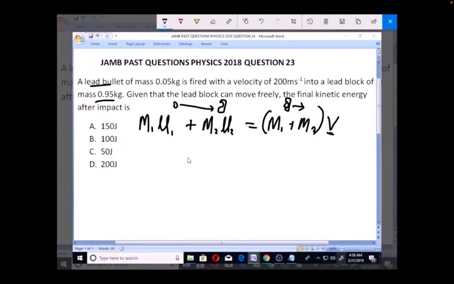With this final velocity, we can now calculate the final kinetic energy to be equal to half mv squared. So this final velocity, we need it to do this calculation. We know these initial velocities and masses, but we don't know this final velocity. So that is what we need to calculate. Once we calculate it, we can put it in this formula for kinetic energy to find out our kinetic energy. And that is what we're going to be doing.